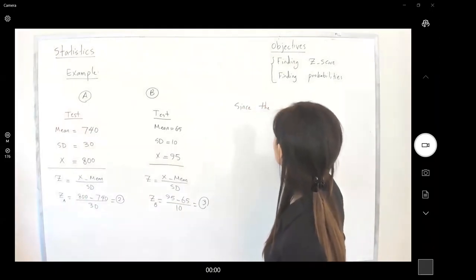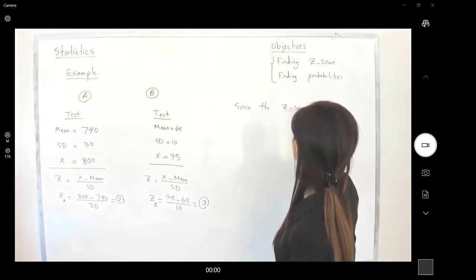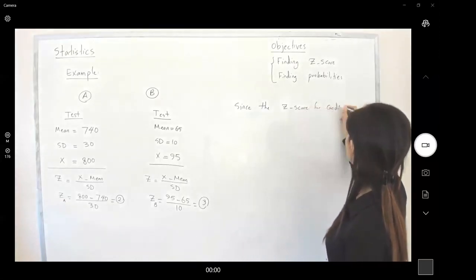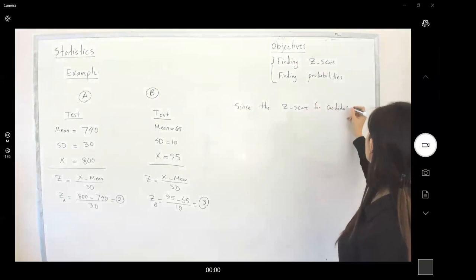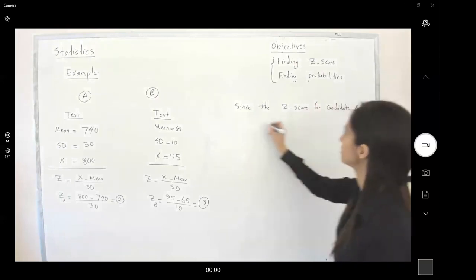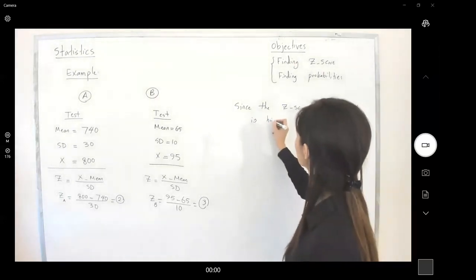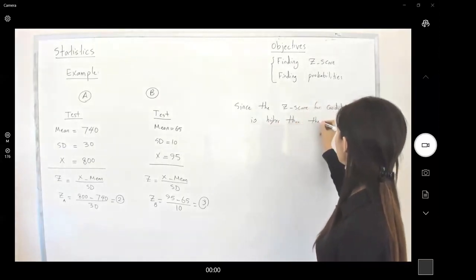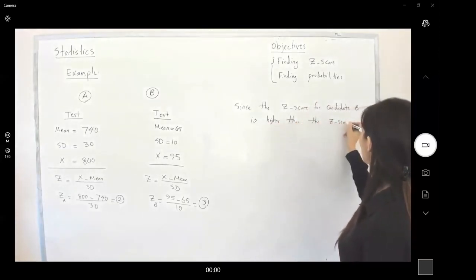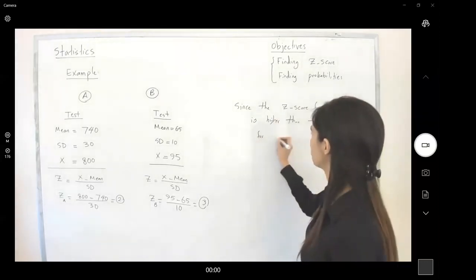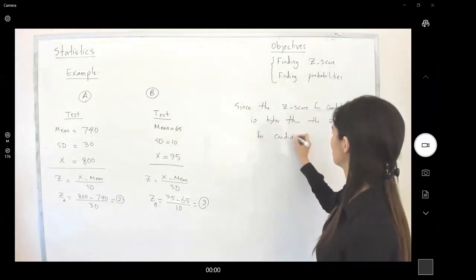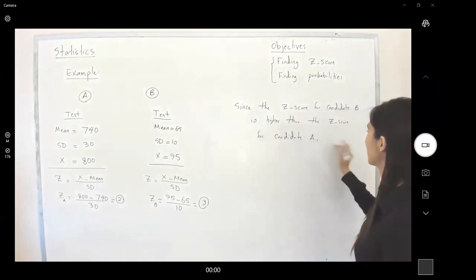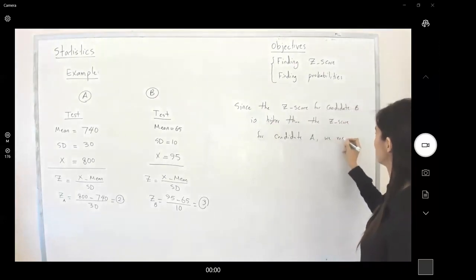Since the z-score for candidate B is higher than the z-score for candidate A, we recommend candidate B.